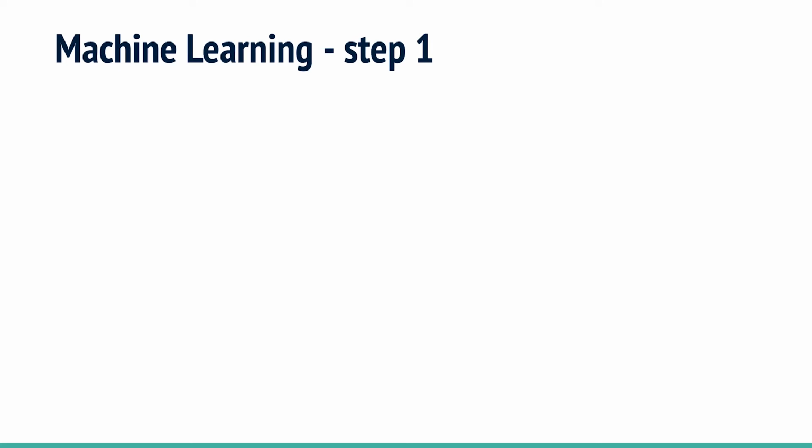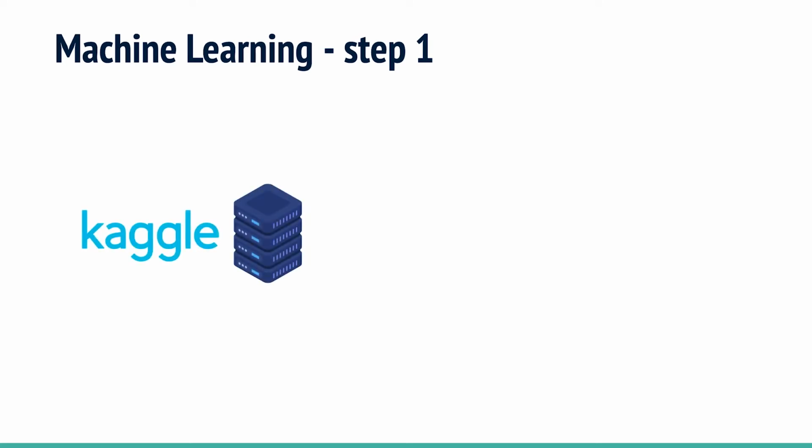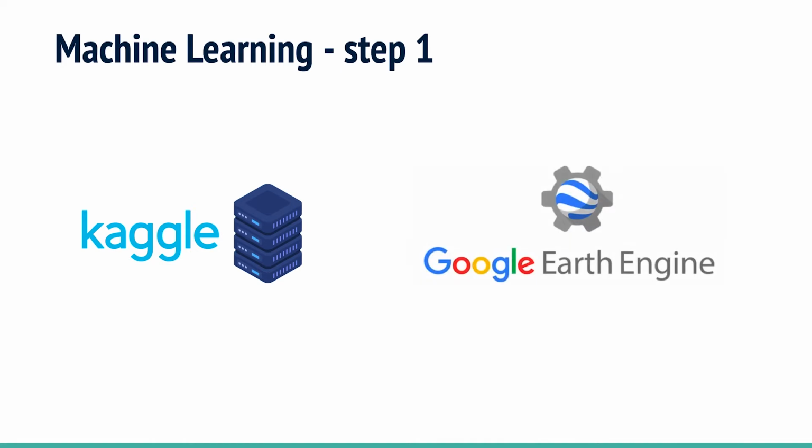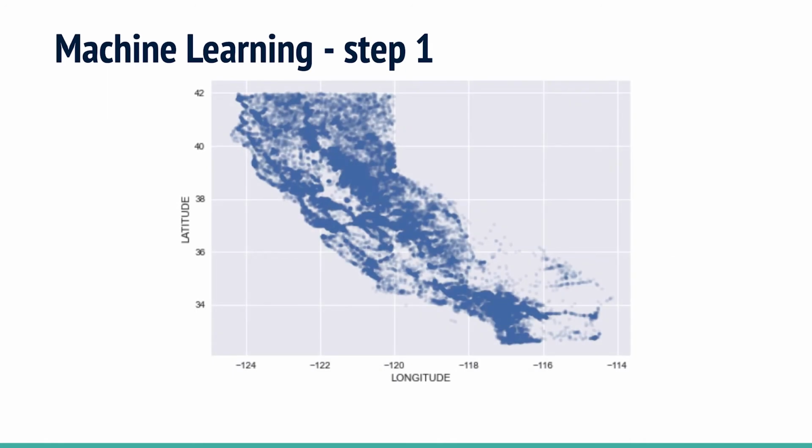The machine learning part contains three parts. We collect 10 years of wildfire incident data from the Kaggle database and the Google Earth Engine, and combine them based on their time and coordinate information. Here we get the training data.